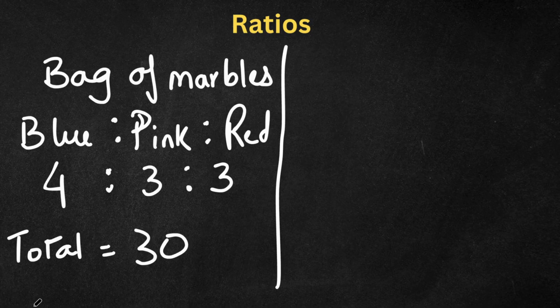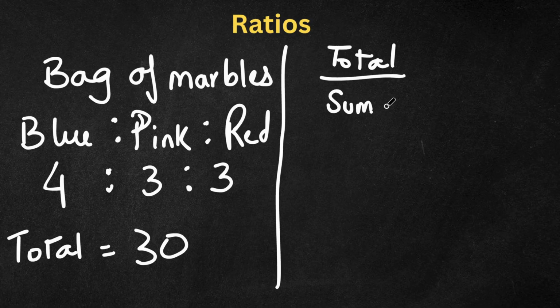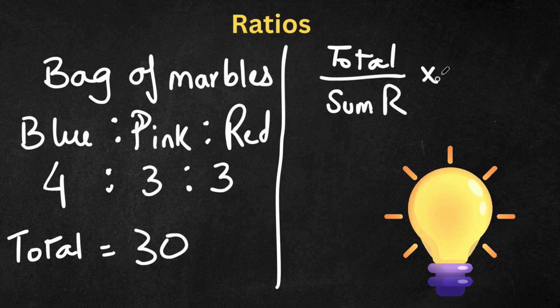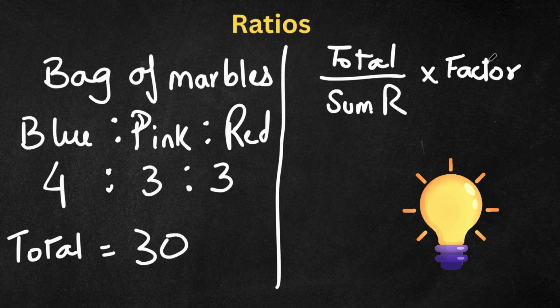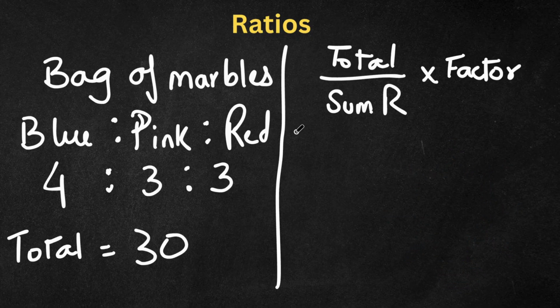Okay, now let me give you the formula. So it's not a formula, it's just my way of doing it. So I will write total over, let's say, sum of ratios, times the factor that we are looking at. What that means is, let's try to find out.